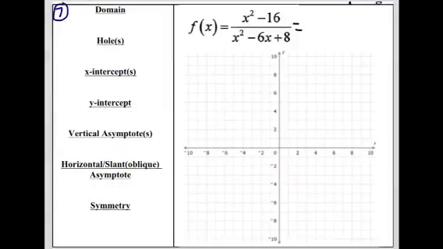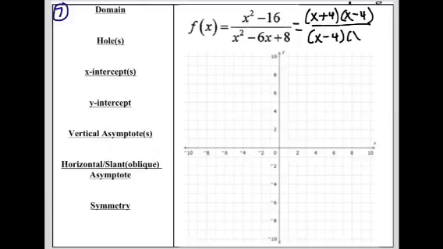So I'm going to go ahead and factor first, so x plus 4, x minus 4. In the denominator, factors of 8 that add up to negative 6, x minus 4, x minus 2.